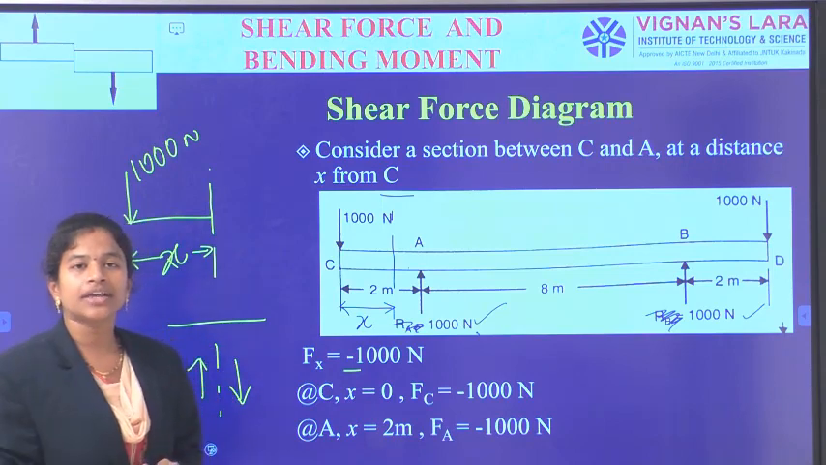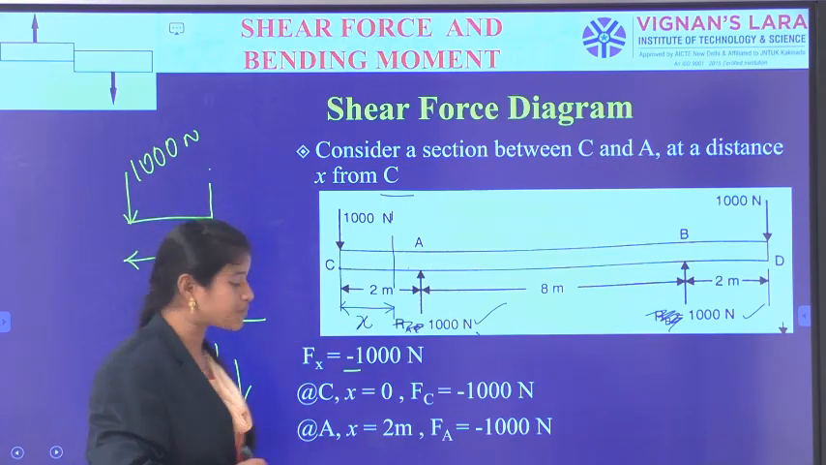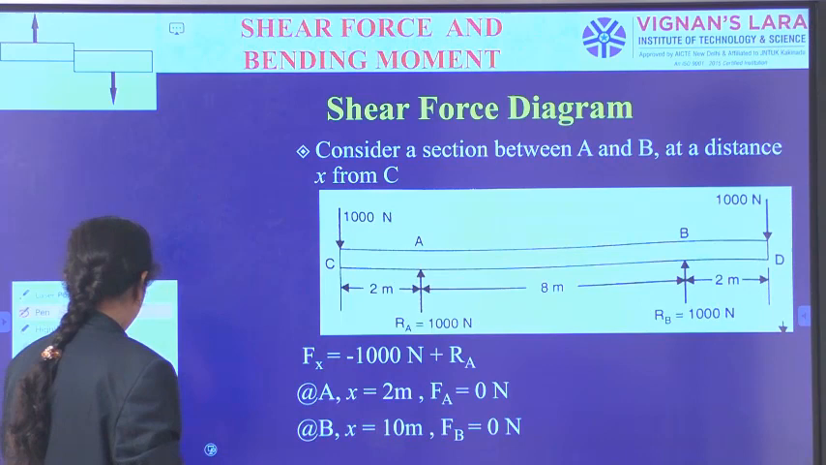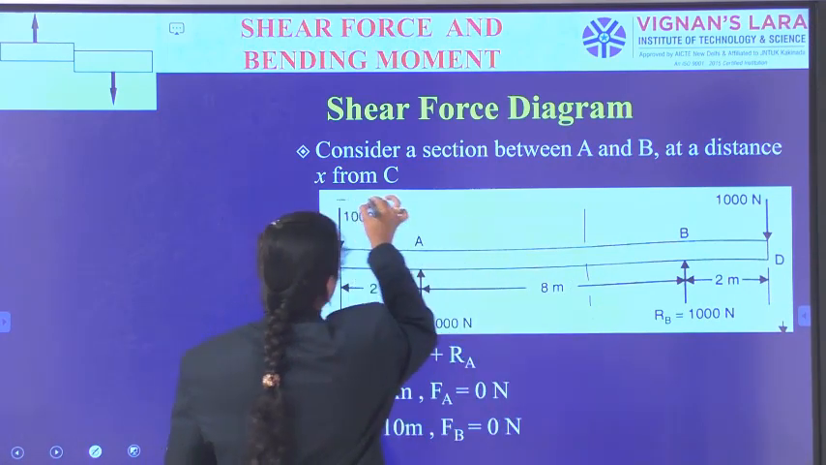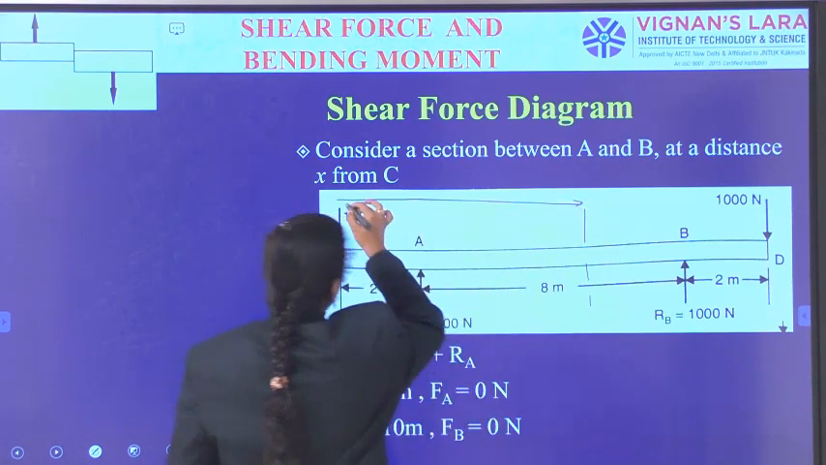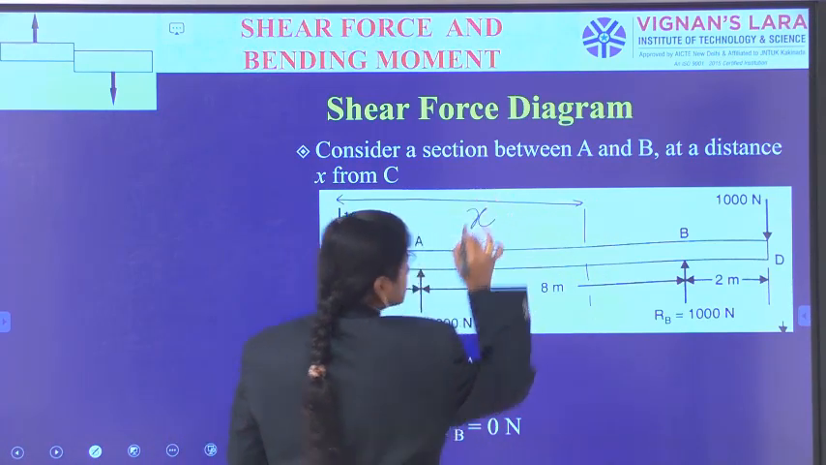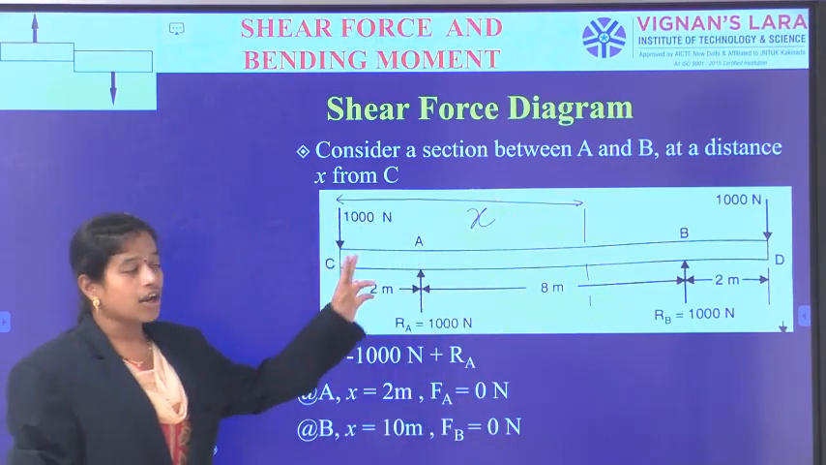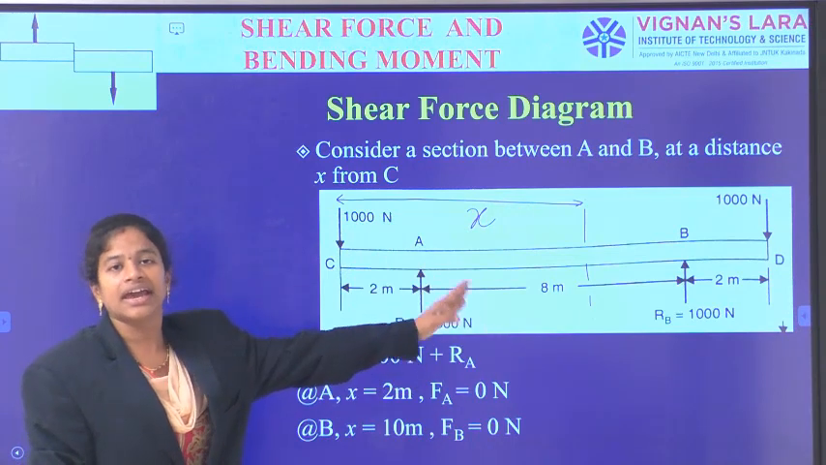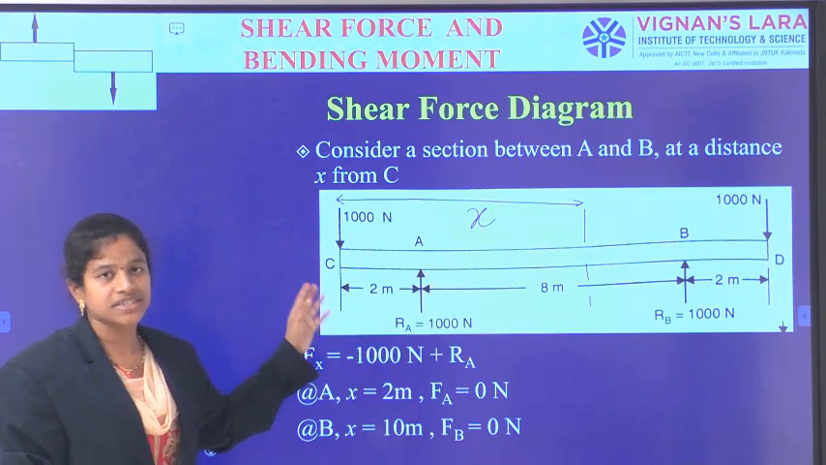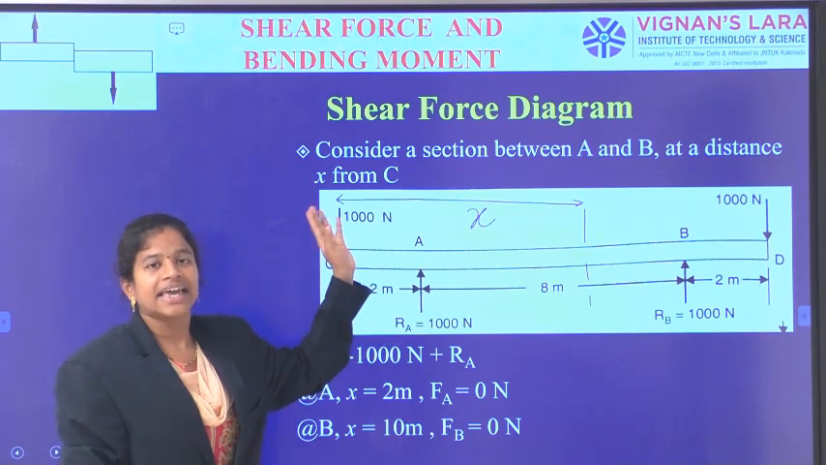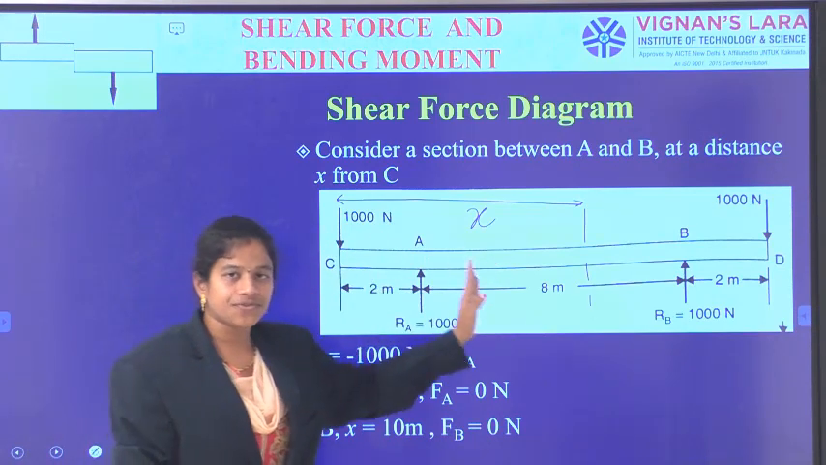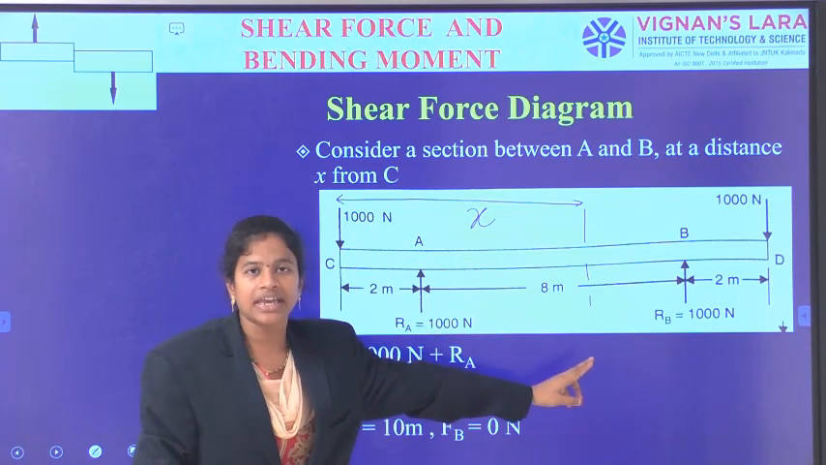Now, we are going into the calculation of the shear force in the next span. Now, at some random point, again from C, we are considering the corresponding section line. So, now this is the section line in between A and B, and it is measured from C, being located at a distance of x. So, we are considering a section at a distance x from C, which is in between A and B.